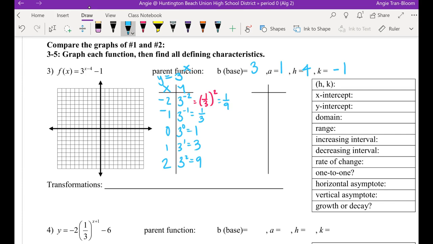Now, what do we do with an a value of 1, h value of 4, and k value of negative 1? Do we do anything with an a value of 1? Nope. How about the h value of 4? Add it to x. K value of negative 1, subtract it from y. Okay. Go ahead and take a minute to give me new inputs and outputs for our f of x.